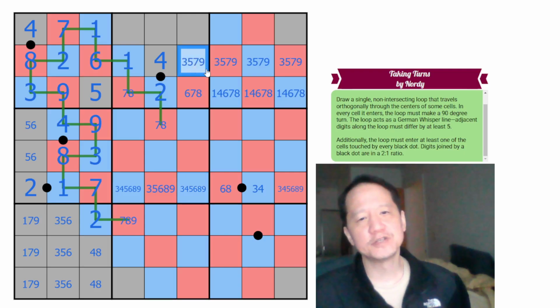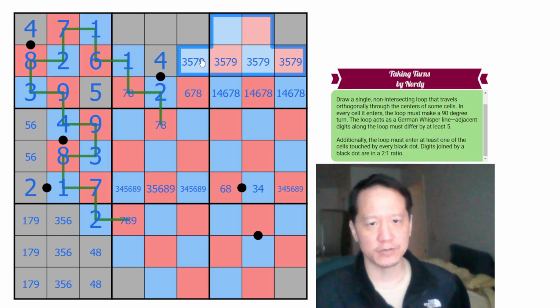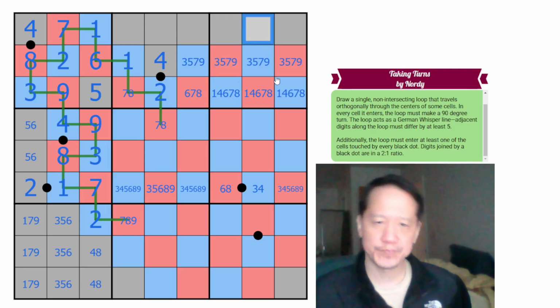Oh. How does it go this way? How does it enter these two cells, right? It would have to basically be coming from here to here, to here to here, to there, because it always turns. But then the problem is there would be a 5 on this German whisper line, which is not allowed. So it cannot ever enter these two cells. So these two are out.